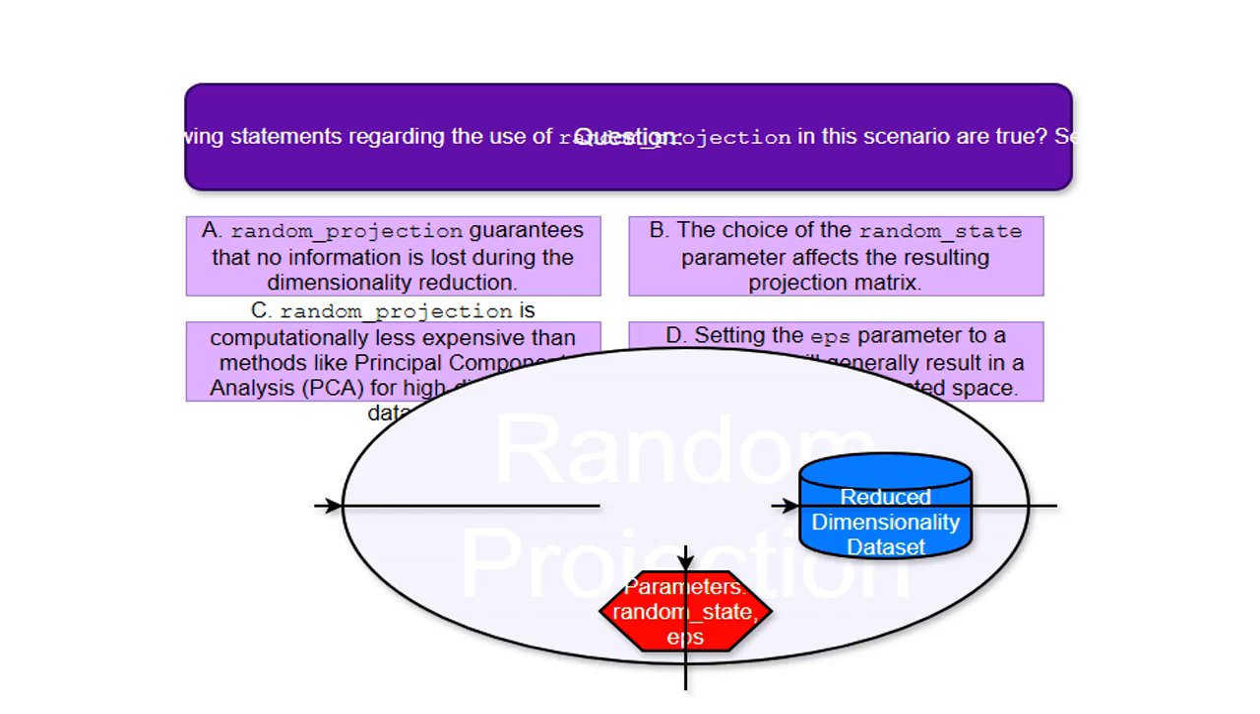It's like shining a flashlight on a complex object and capturing a simplified shadow, hoping to maintain the essential features. The _random_state parameter helps me control the randomness of the projection. Think of it as setting the seed for a random number generator. I get the same result each time I use the same _random_state value. The _eps parameter controls the level of dimensionality reduction. A smaller epsilon means less reduction, higher dimensionality.